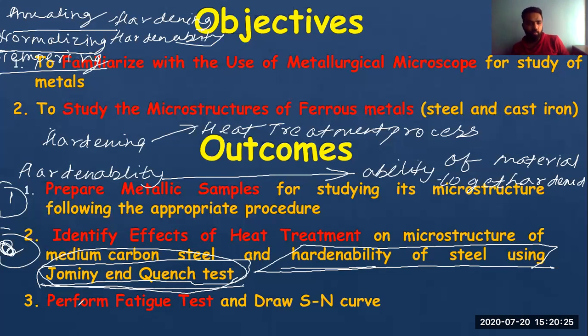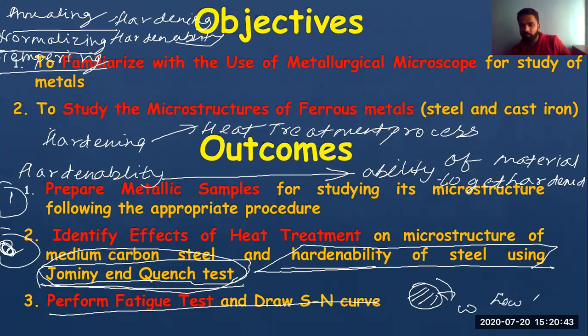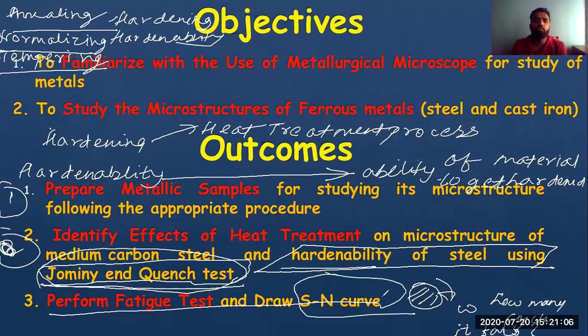The last one is to perform a fatigue test and draw the SN curve. What do you mean by fatigue? I have already told you. Fatigue is cyclic. Suppose there is a shaft rotating at an angular velocity omega. After how many cycles does it fail? If you are able to know that, that is known as fatigue testing. Based on the number of cycles after which it fails, you draw a curve which is called the SN curve. I hope you understood the objectives and outcomes.